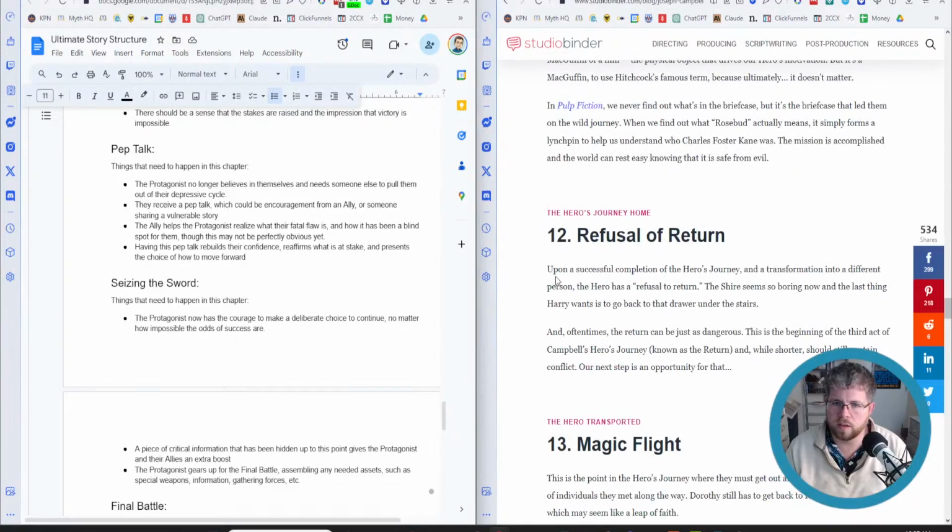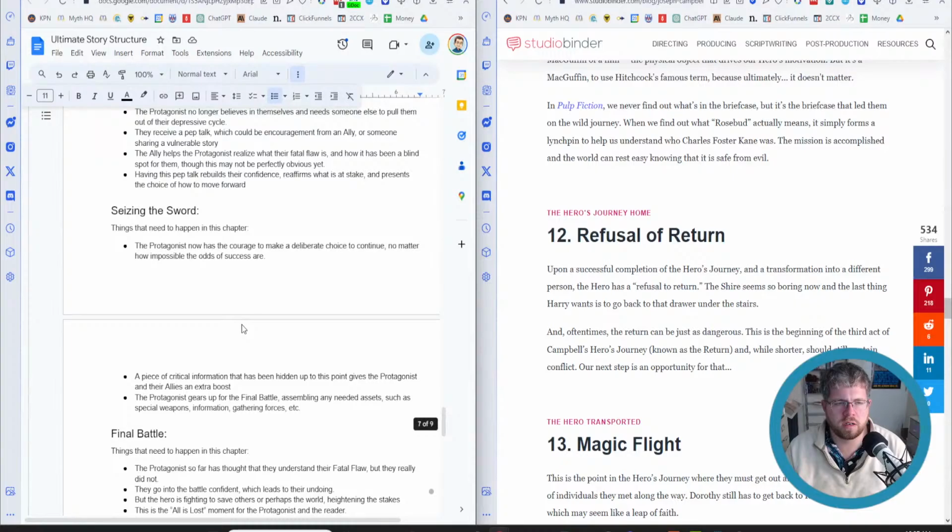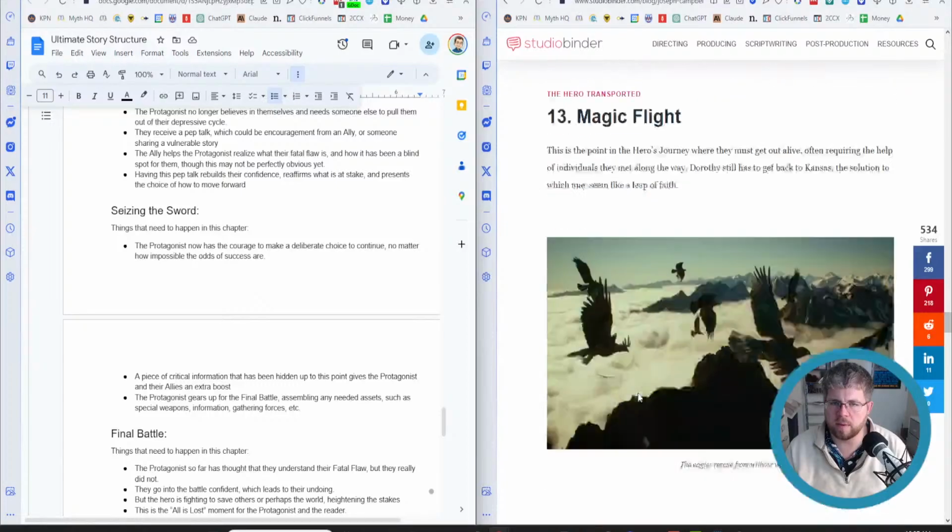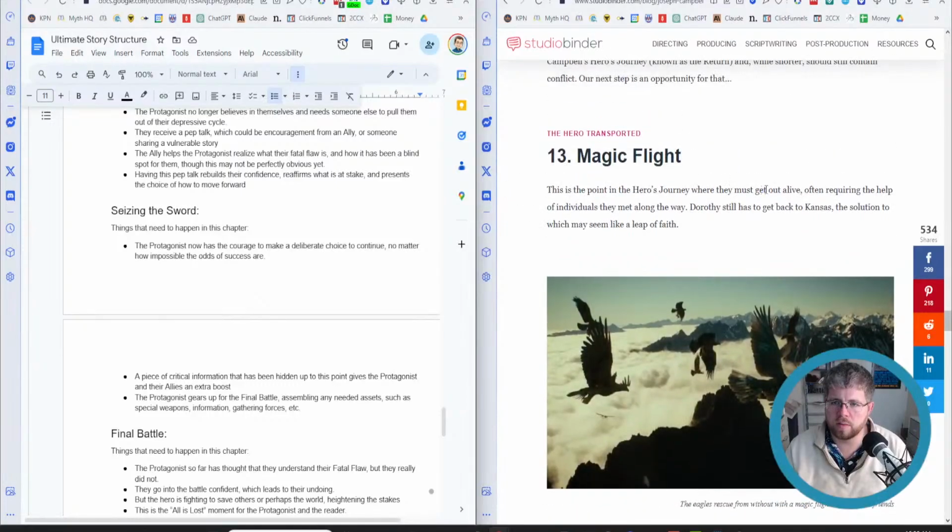Refusal of return. Upon a successful completion of the hero's journey and a transformation into a different person, the hero has a refusal to return. This is interesting. This is the beginning of the third act. I'm not sure I really know how that fits. Let's skip it. This is the point in the hero's journey where they must get out alive, often requiring the help of individuals they met along the way. Dorothy still has to get back to Kansas, the solution for which may seem like a leap of faith.